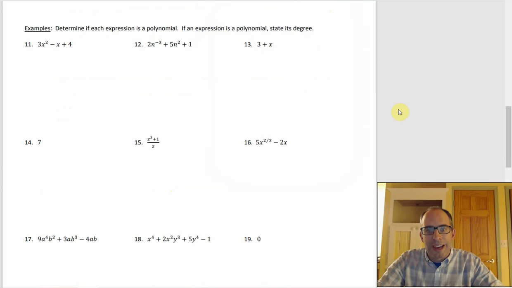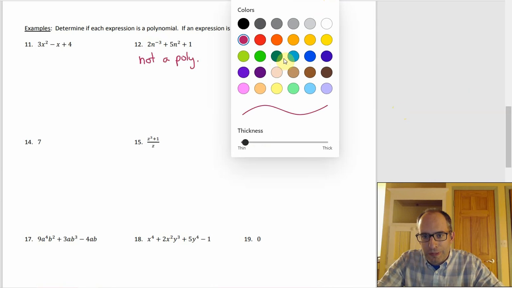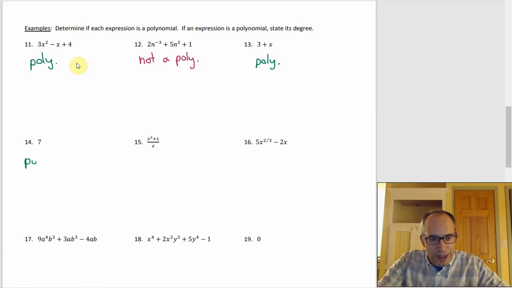So I guess that kind of jumps out, that negative exponent. So that's true. This one is not a polynomial. So I'll just write not a poly. This one's okay, right? So this one, that's a polynomial. So maybe green. So poly. This one's a polynomial, right? We've got degree 0, degree 1, so that's fine. Let's see. This one's fine, right? Because we had a constant before, that is a monomial, and any monomial is a polynomial.